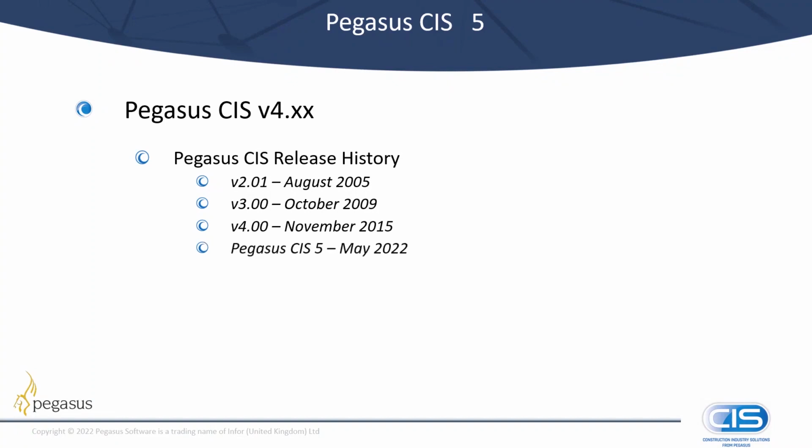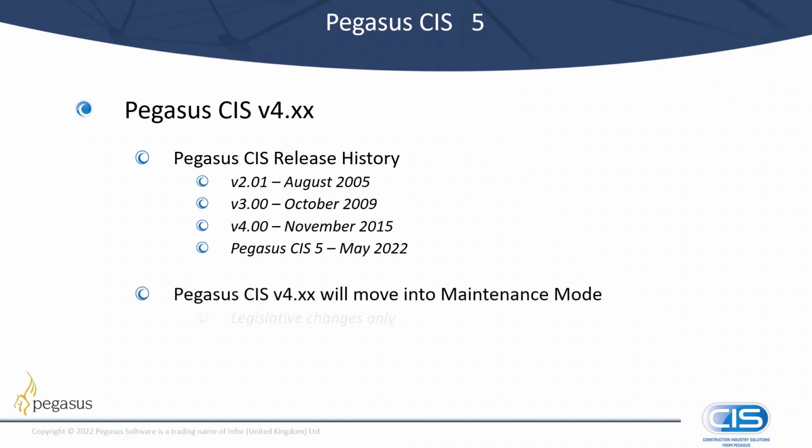Next month, we will see the release of Pegasus CIS5. As I said before, it's a complete rewrite of the product, working in the latest technologies, with a new interface, 100+ enhancements that have gone into it, and a roadmap for a whole host of new functionality that's coming down the line. So what does this mean for Pegasus CIS4? What it basically means is Pegasus CIS v4 is moving into maintenance mode.